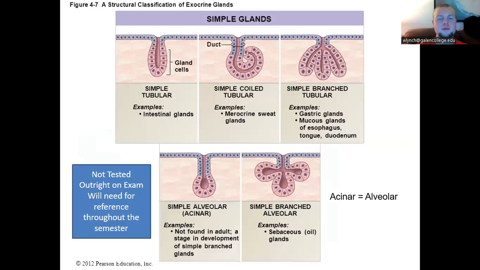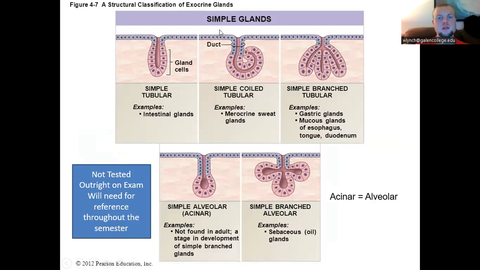So, types of epithelial glands. Epithelial glandular shape is going to be how they are characterized. So, for one, we have simple tubular. This is a simple lining that is forming a tubular shape or a cylindrical shape. We find these mainly in intestinal cells.